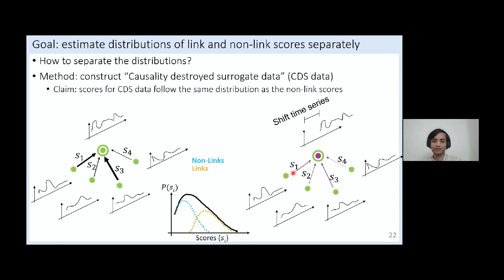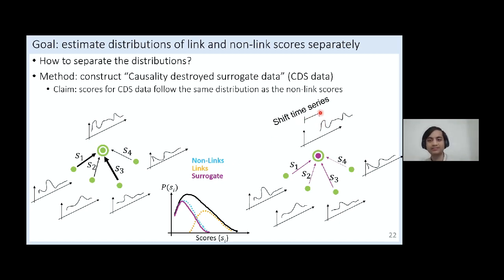And we get a bunch of surrogate scores. And if you look at the distribution of these surrogate scores, what I'm going to claim for now is that this distribution is really going to very closely approximate the distribution of the non-linked scores. And that's kind of intuitive, right? Because what we're really measuring through all these scores is some causal dependence, which is if I perturb a node at short times, how do these perturbations propagate?